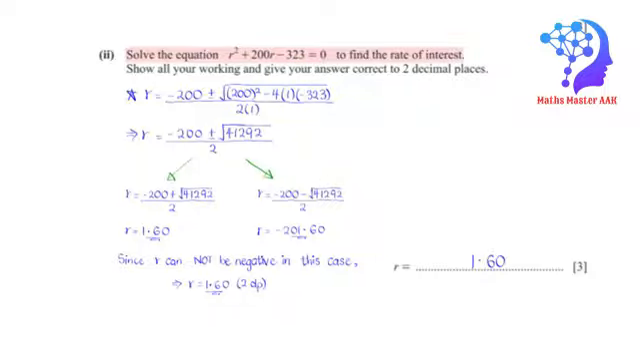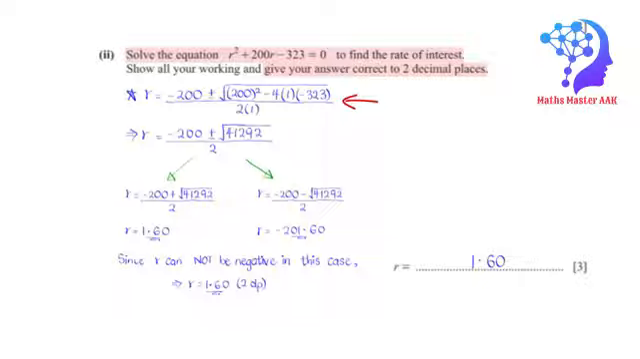Solve the equation R squared plus 200R minus 323 equals 0 to find the rate of interest. Show all your working and give your answer correct to 2 decimal places. When we apply the quadratic formula, we have R is equal to negative 200 plus and minus the square root of 200 squared minus 4 times 1 times negative 323, divided by 2 times 1.